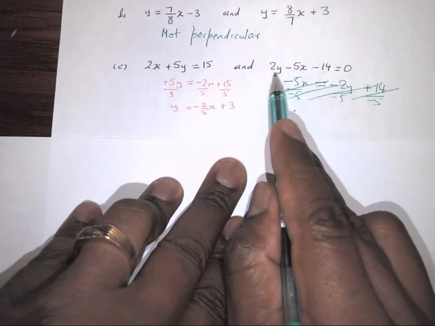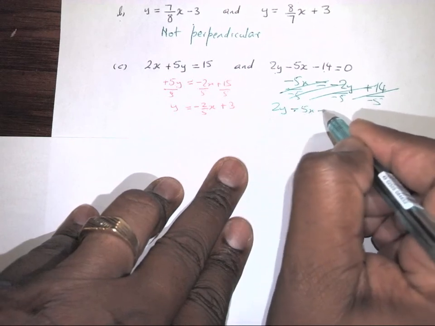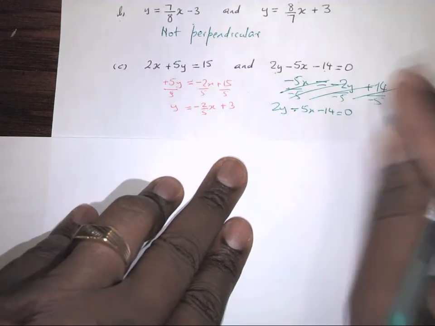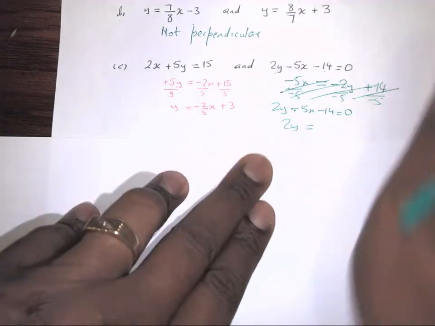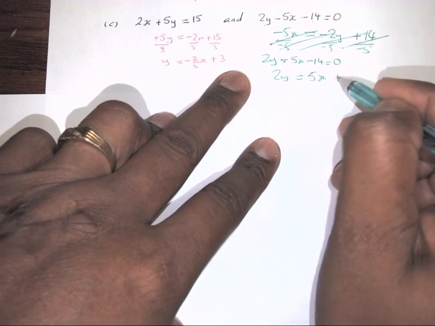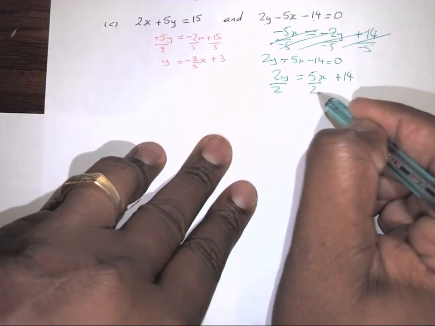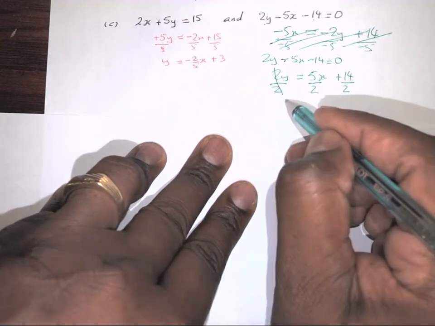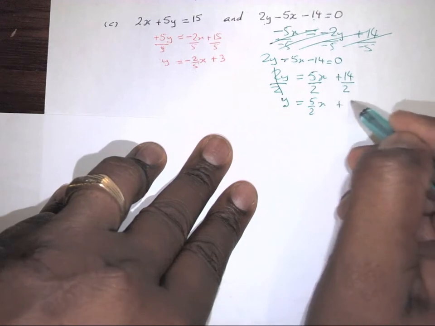I was supposed to solve for y. So I've got 2y minus 5x minus 14 that was given. Right? So I must solve for y. So 2y is equal to 5x plus 14. Now I must divide by 2. So y is equal to 5 over 2x plus 7.